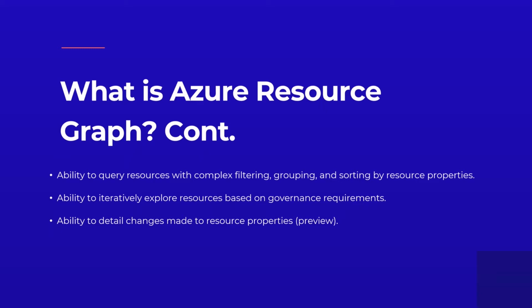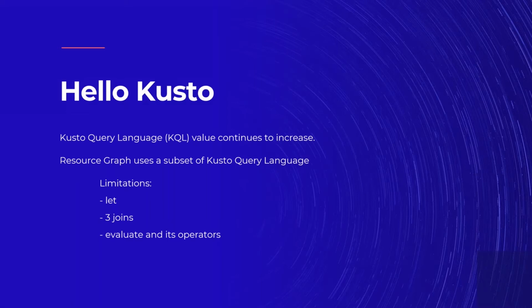It's using a subset, so we don't get the full Kusto experience. The main limitations: you can't use let, if you're familiar with using let in Log Analytics to write a small query and then use that query within a broader query. You can only do 3 joins. And evaluate and its operators are not available. If you followed my blog or me on Twitter, evaluate is one of my favorite things in Log Analytics. Unfortunately, it is not available in Resource Graph.